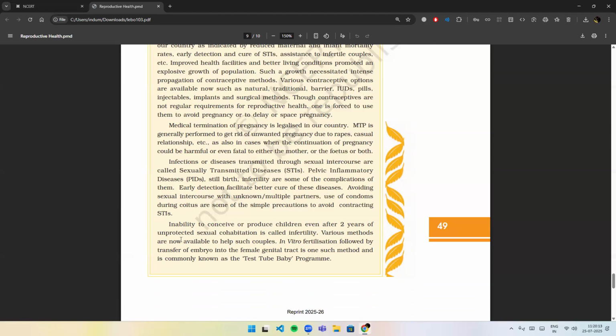MTP is generally performed to get rid of unwanted pregnancies due to rapes, casual relationship, etc., as also in cases when the continuation of pregnancy could be harmful or even fatal to either the mother or the fetus or both.